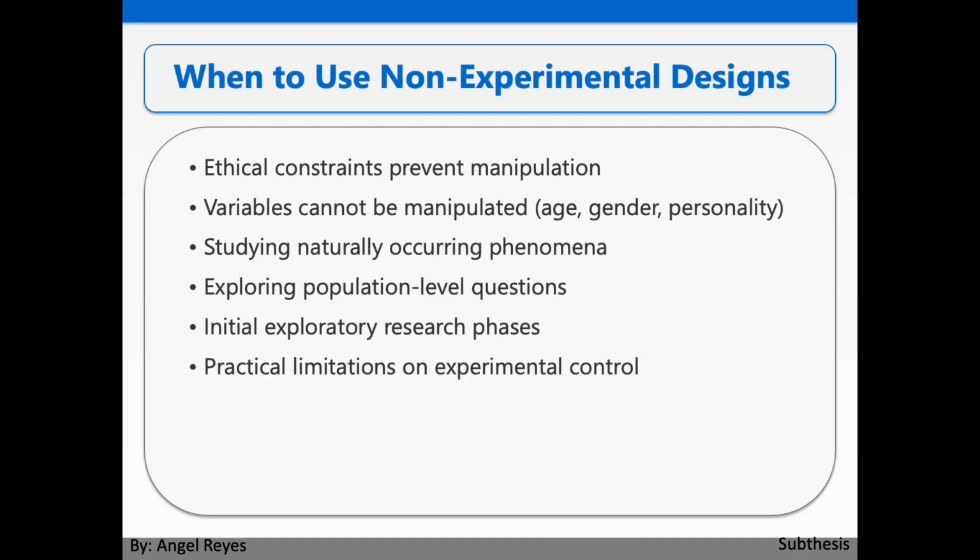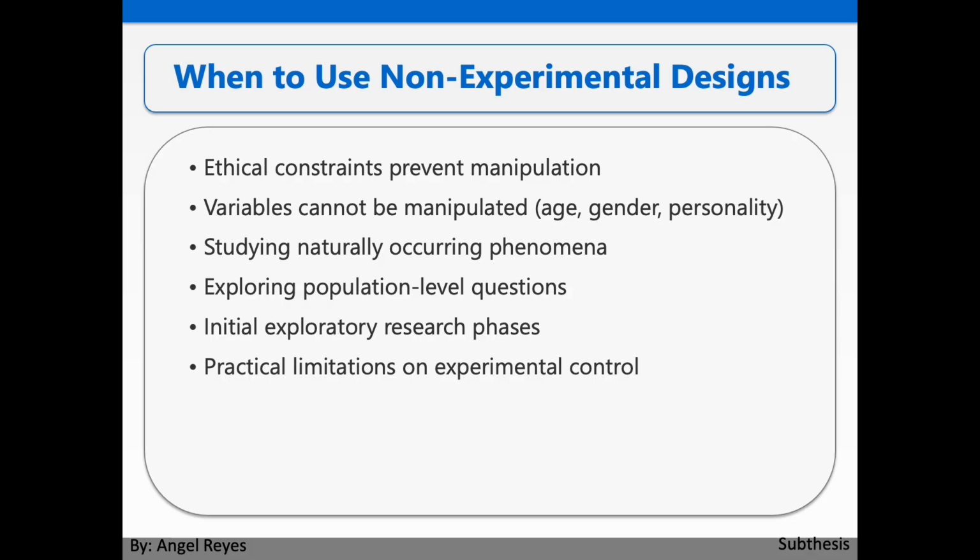When should you choose a non-experimental approach? There are a few different key situations where non-experimental research isn't just appropriate, it's necessary. First, ethical constraints often prevent manipulation. We can't randomly assign children to abusive households to study the effects of maltreatment, and we can't expose people to harmful substances to study their health effects. Many important research questions can only be studied non-experimentally for ethical reasons.